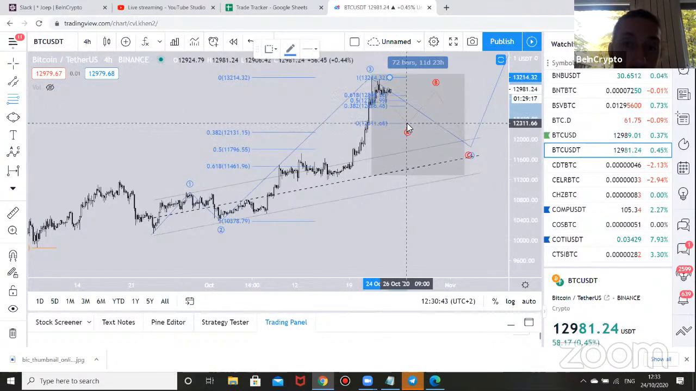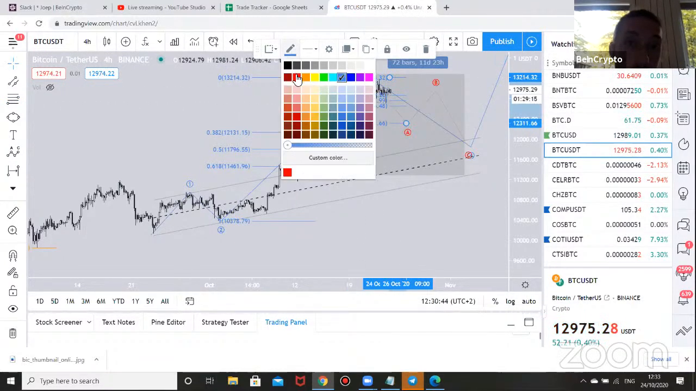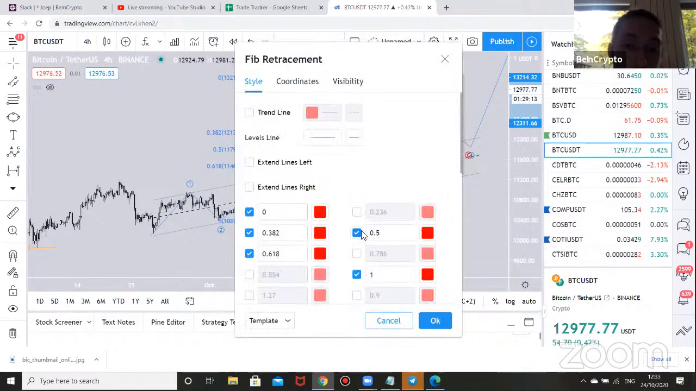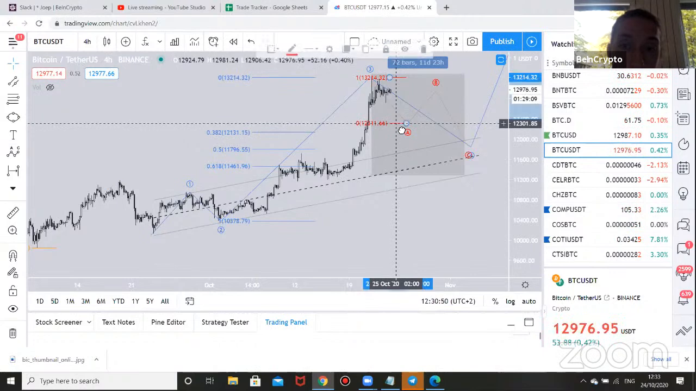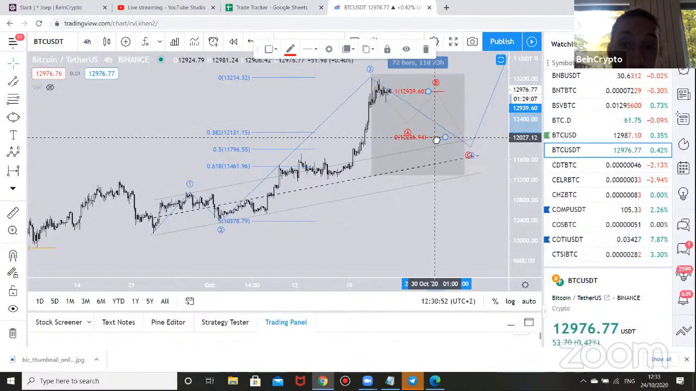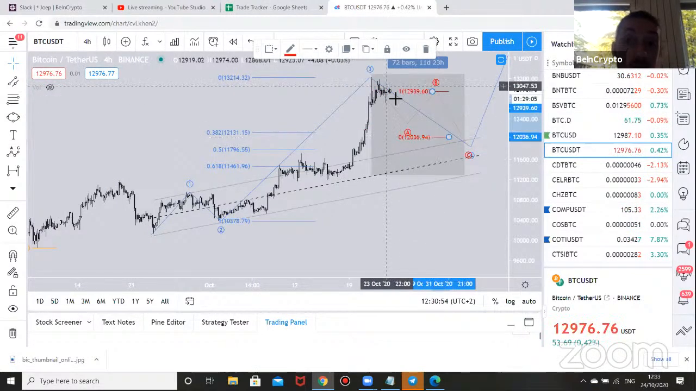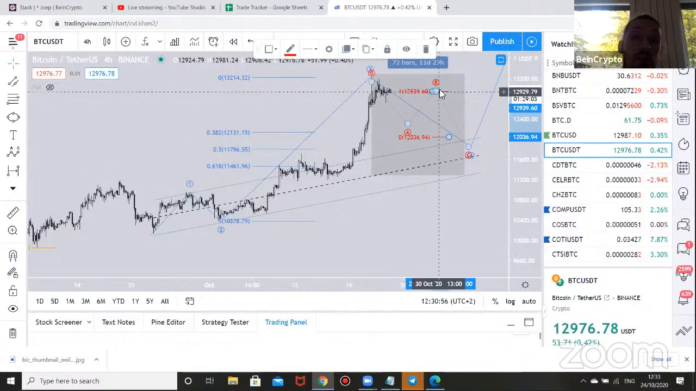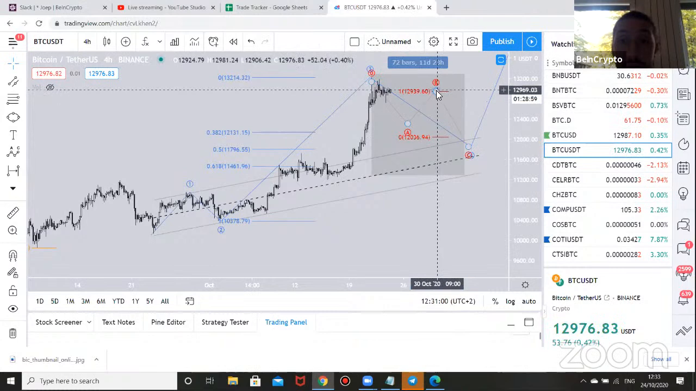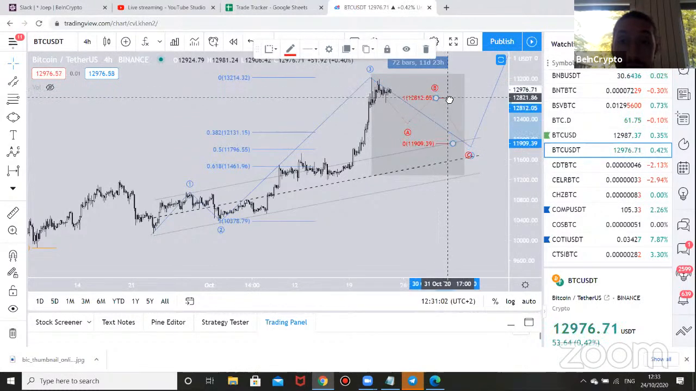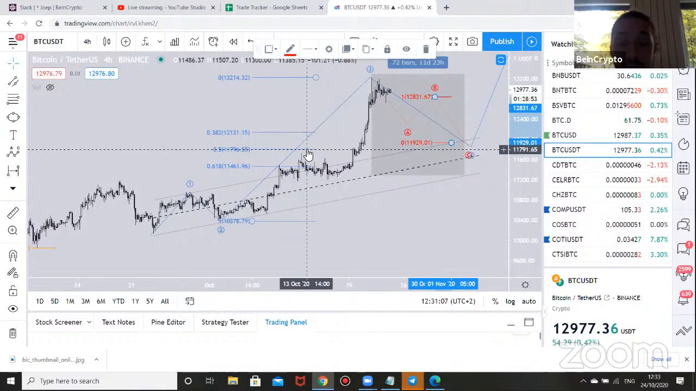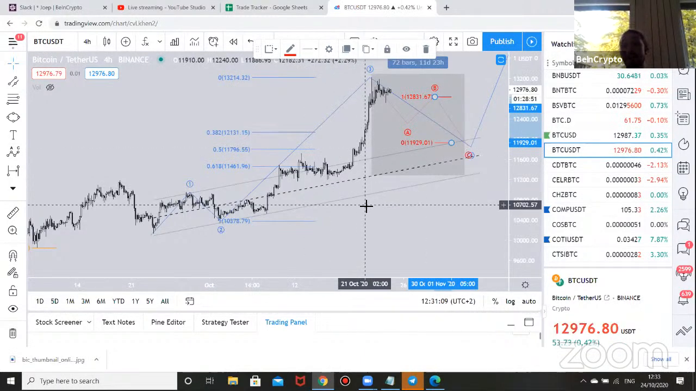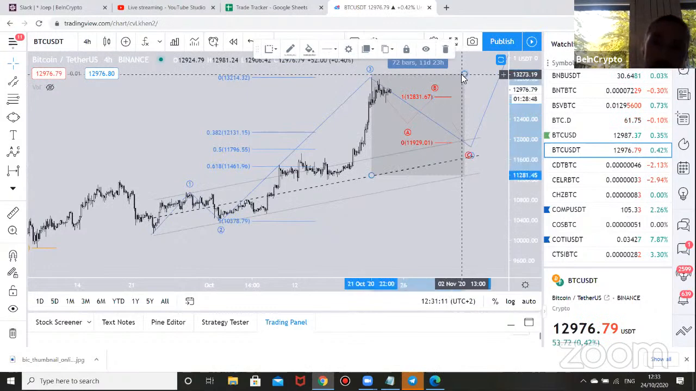So say that wave A goes all the way here. Let me just clean this up for a second. Now, when I project the length of wave A to wave B, if this also gives me a confluence with a fib target, so if this is exactly at the 0.5, it would be much more likely for the price to get there. Now, again, this is just hypothetical.